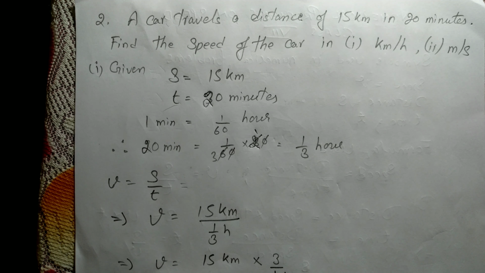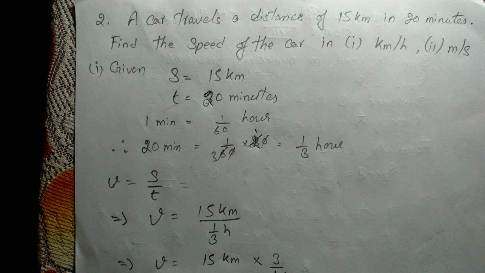So here, time is given in minutes, whereas they are asking us to find it in hours. So given s equals 15 km, distance equals 15 km, time t equals 20 minutes, which I need to convert into hours. As you all know, 1 minute has 1 upon 60 hour. So 20 minutes will have 1 upon 60 into 20, which is 1 upon 3 hour.